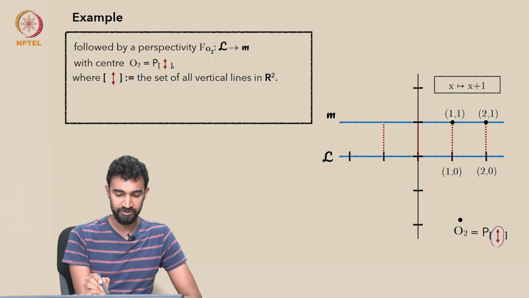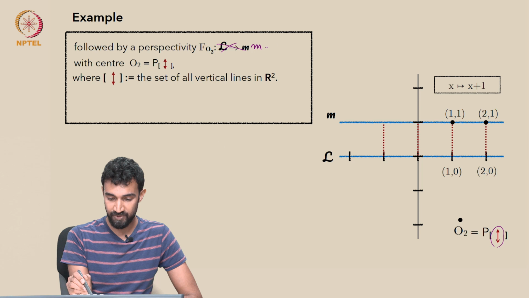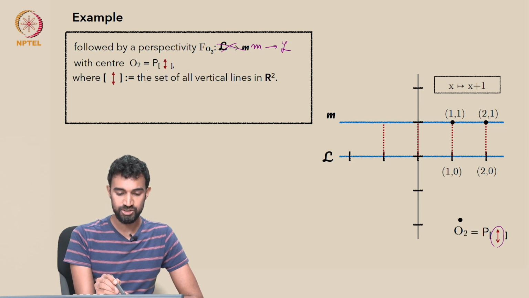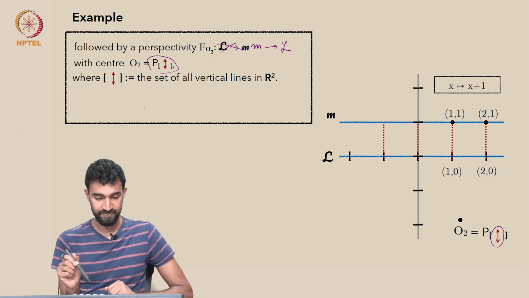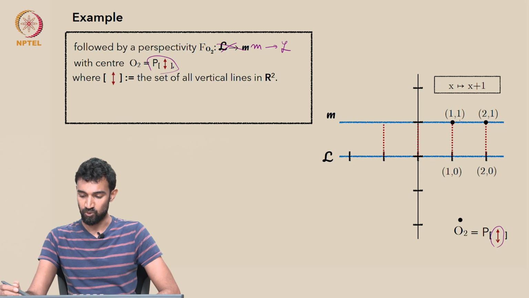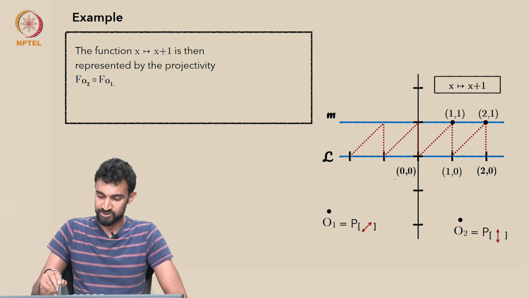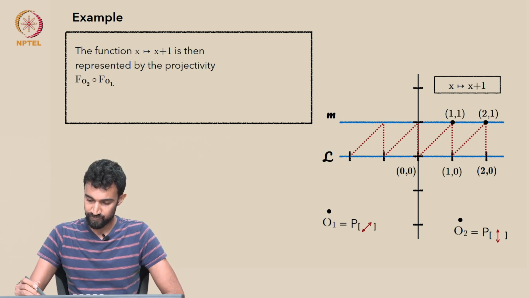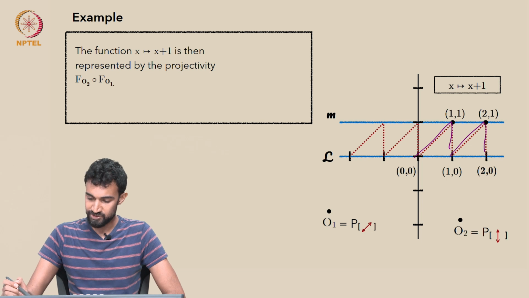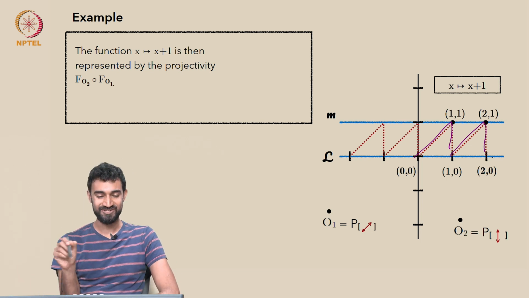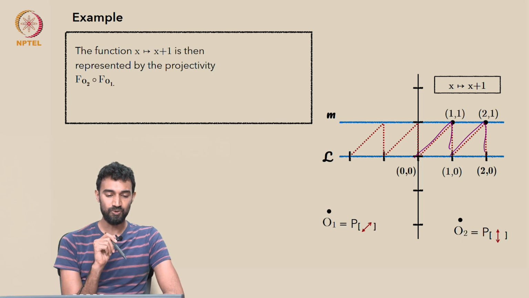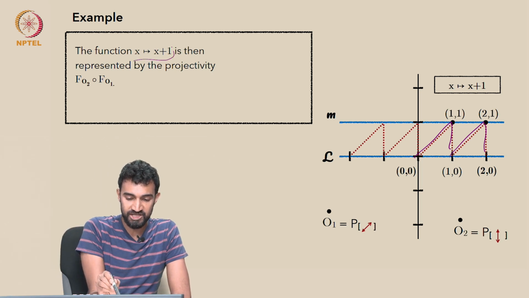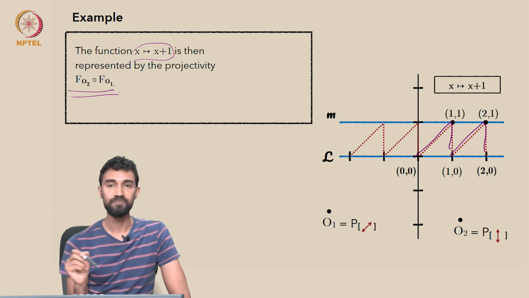So we follow it with a perspectivity F_O2 from, another typo here, from M back down to L with center O2, which is the point at infinity corresponding to the set of vertical lines. That'll just take (1, 1) to (1, 0), (2, 1) to (2, 0), and taken together, we're mapping (0, 0) to (1, 0), and (1, 0) to (2, 0). So this is a little easier to see why this is translation. It's actually much easier to see. So that's the advantage to thinking of translation as given by this projectivity here.